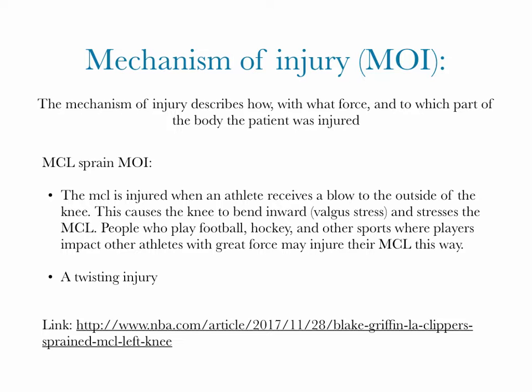The mechanism of injury describes how, with what force, and to which part of the body the patient was injured. The MOI for an MCL sprain is: the MCL is injured when an athlete receives a blow to the outside of the knee. This causes the knee to bend inwards and stresses the MCL. People who play football, hockey, and other sports where players impact other athletes with great force may injure their MCL this way. Another MOI is a twisting injury. And down here, I wasn't able to embed the link, but it shows an MCL sprain.